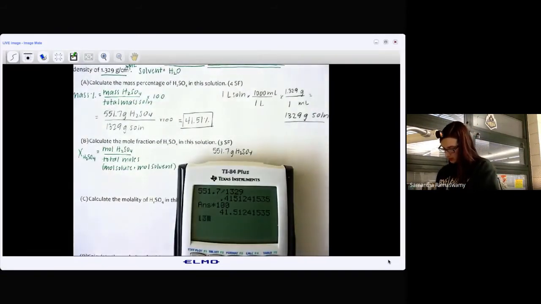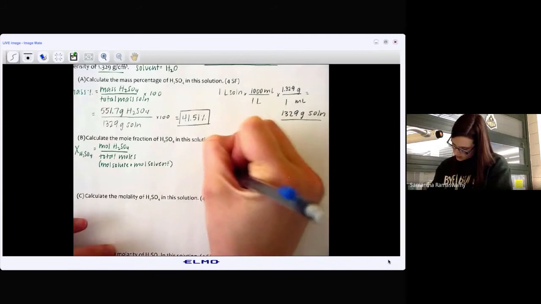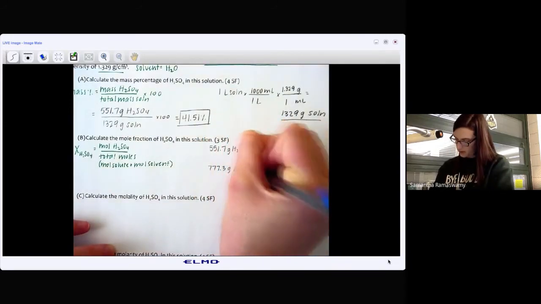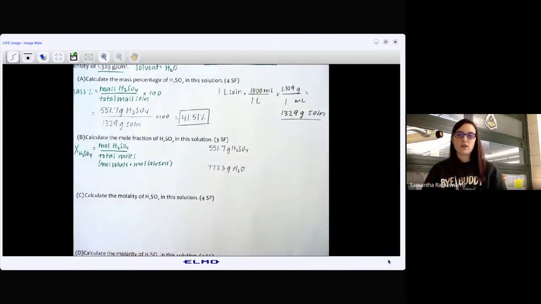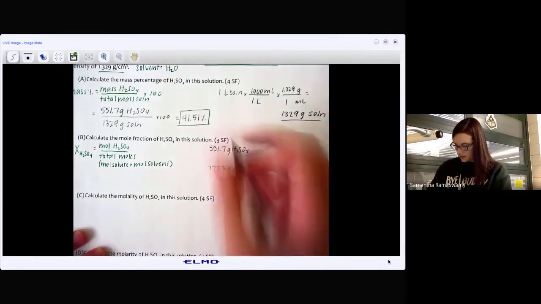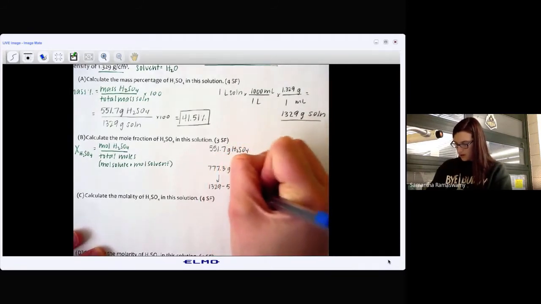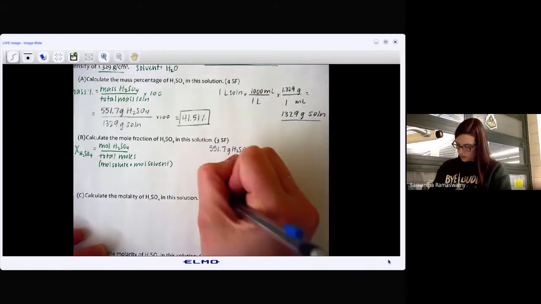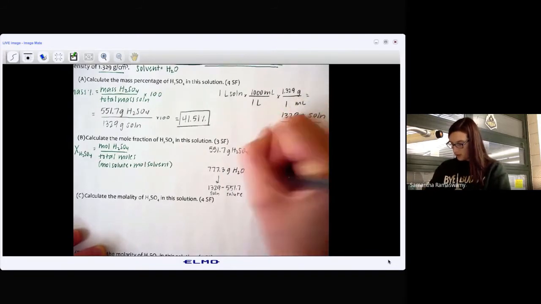So 1,329 minus 551.7, 777.3. And remember, the solvent is H2O. So again, to get the solvent, I did the total mass of solution minus the mass of my solute. Solution, solute. So now we just need to go to moles.